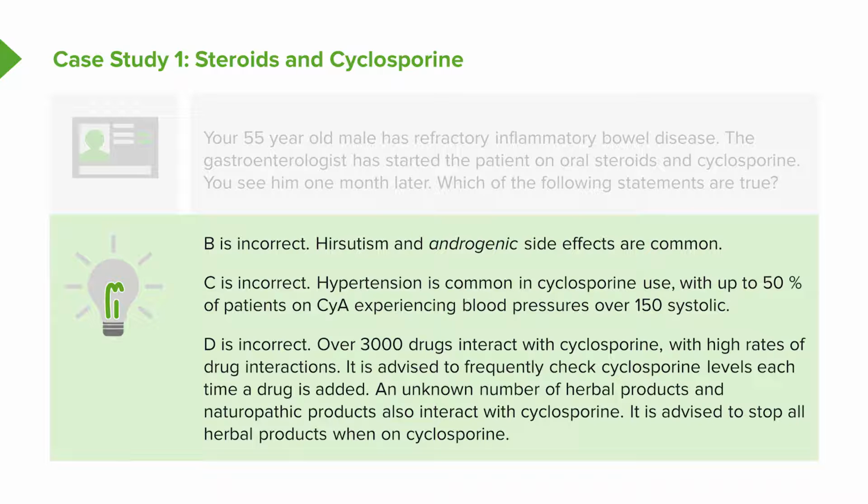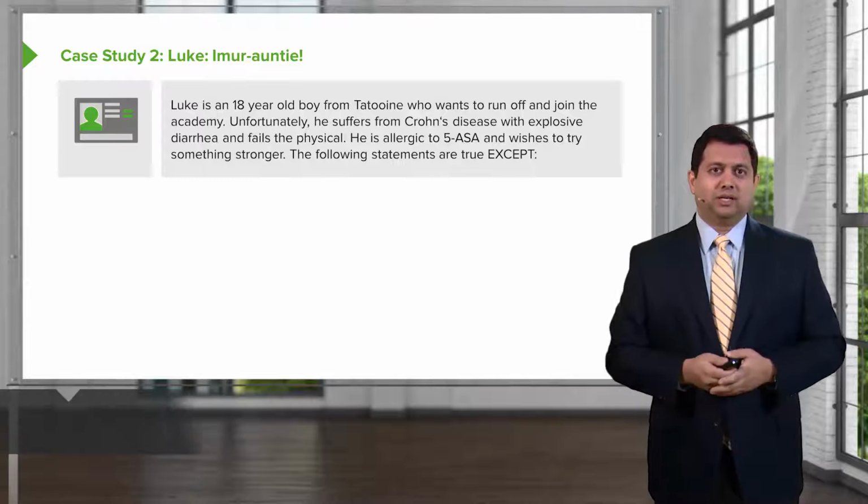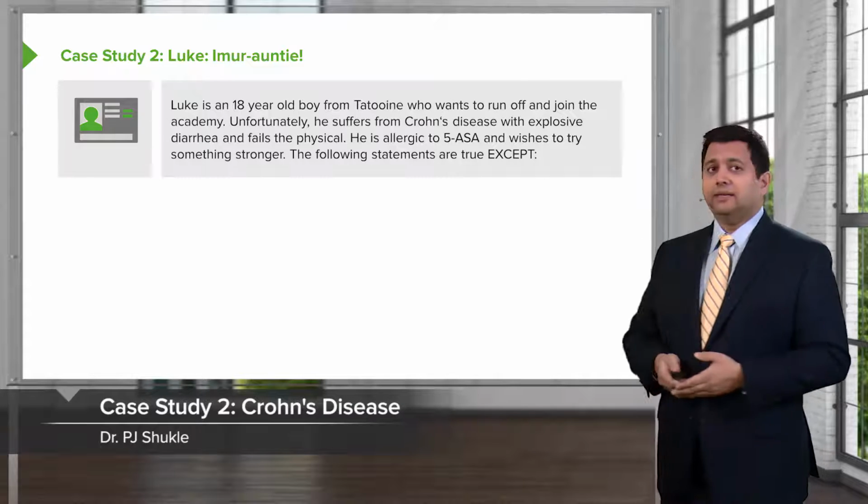There are 2,000 to 3,000 drugs that interact with cyclosporin with very high rates of drug interactions. It's advised to frequently check your cyclosporin levels each time a drug is added. An unknown number of herbal products will also interact with cyclosporin, so I recommend stop all herbal products and naturopathic products while on cyclosporin. So this is a question I like to call Luke, I am your auntie.